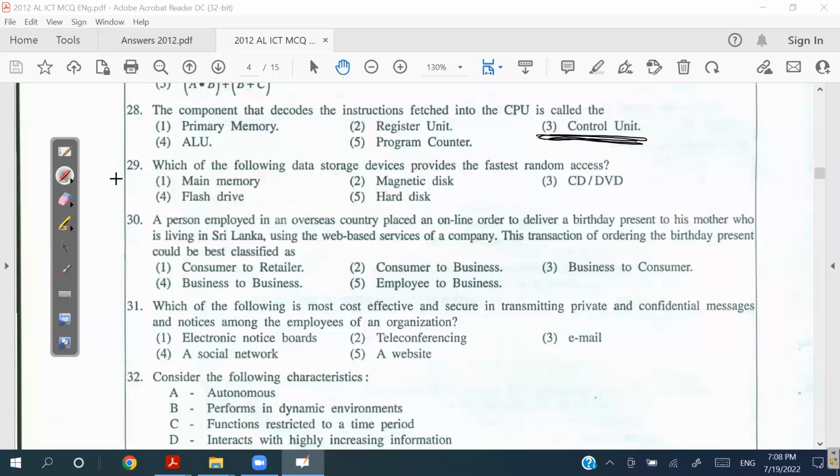Once the control unit decodes it, then the ALU can understand what the instruction is, so the ALU can execute it. That's what you call fetch, decode, execute. Memory has the instruction, so it will be fetched. The control unit will help to decode it, so then the ALU can understand it, so then the ALU executes it, right? So definitely for the 28th, the component is the control unit.